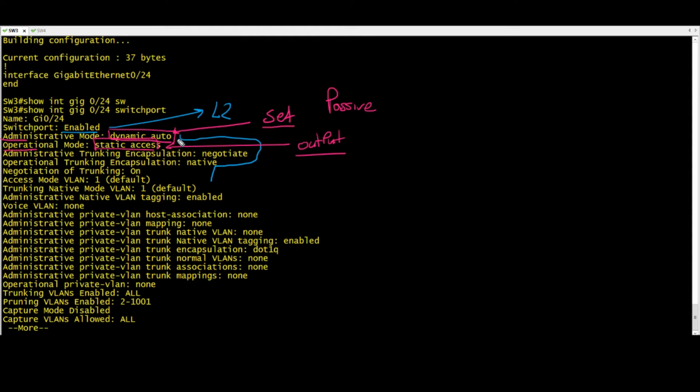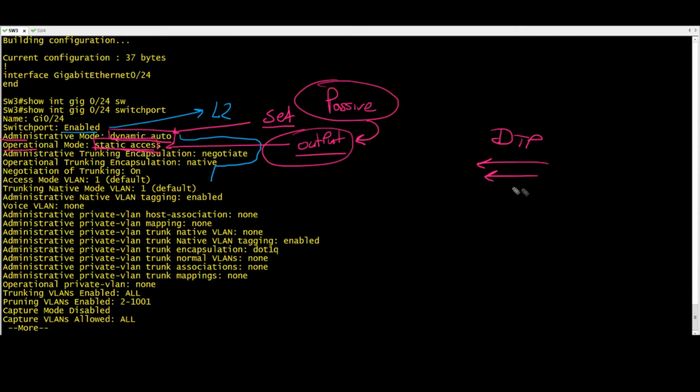So like I said, dynamic auto means it's been passive. And because it's passive, it's waiting for DTP. But because it hasn't received DTP, the output of the port has become static. If the other side of this switch was sending DTP messages, then I would expect the operational mode to become a trunk. So already we get to understand what the other side is actually set as.